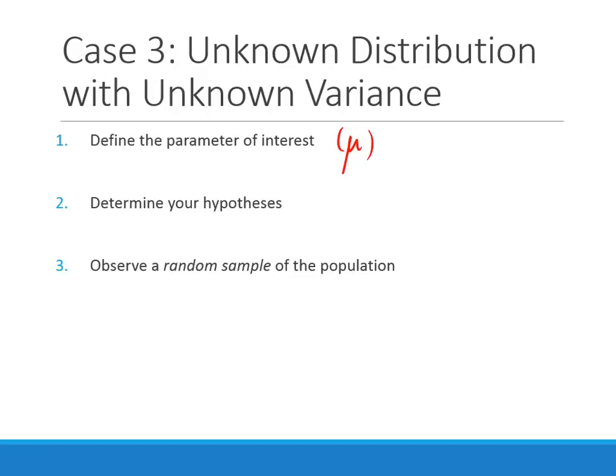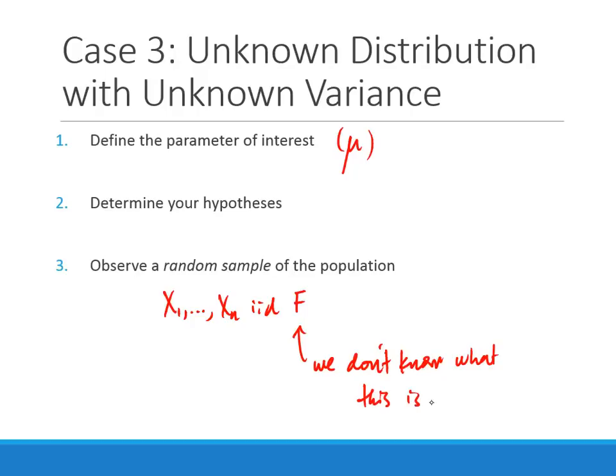And then we're going to observe a random sample. So that's x1 up to xn, they're IID, from some distribution. We'll call that a capital F. And we don't know what this is. We don't know what the distribution is. And we also don't know what the variance sigma squared is. Okay, so that's just the setup.